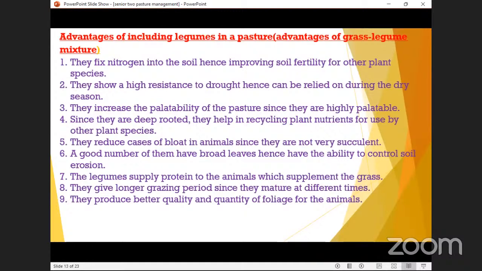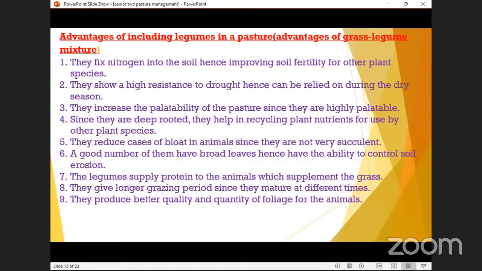They show a high resistance to drought, hence can be relied on during the dry season. They increase the palatability of pasture. Palatability, the taste. When you are eating, you really feel comfortable. And since they are highly palatable, when they are present, the cow is also able to consume the grass because they act as appetizers.